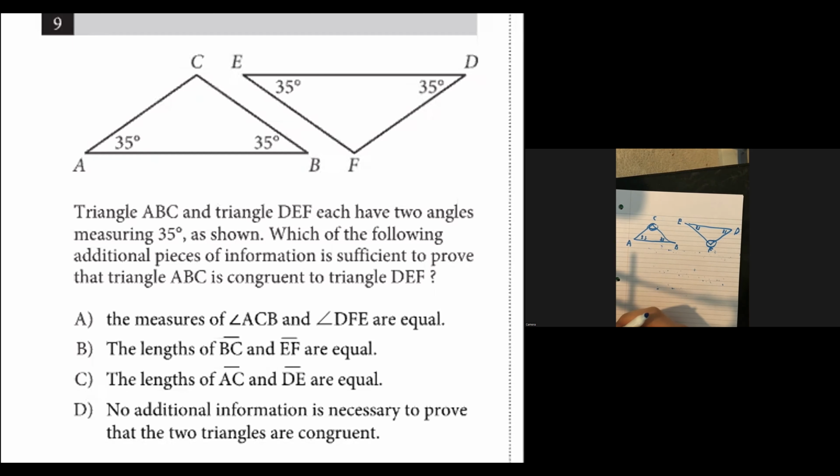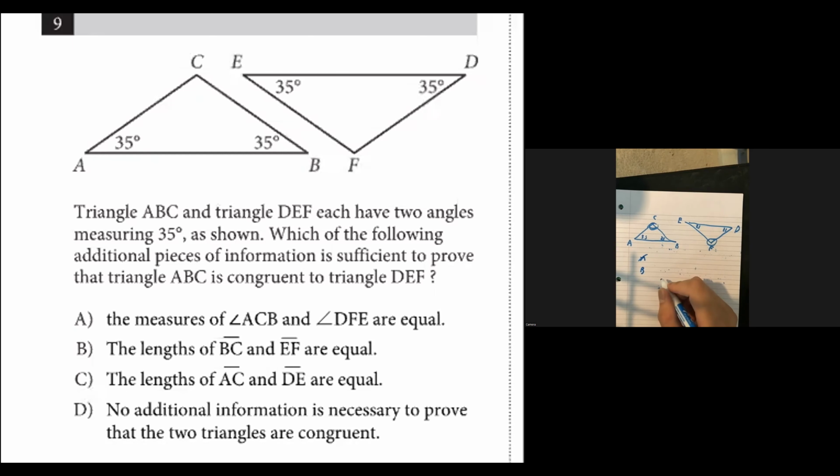That's option A. But we don't need this information because we already know it from what we have been given. The angles in a triangle always add up to 180, and since we're given two of the angles in both triangles, we already know this. So this information doesn't give us anything we don't already know, and this cannot be used to prove that. So it can't be A.